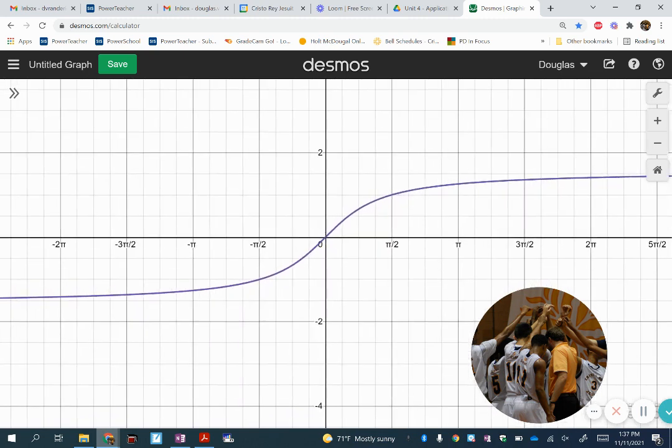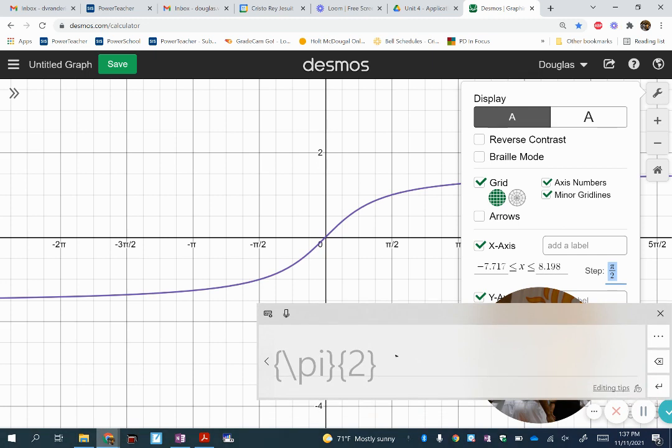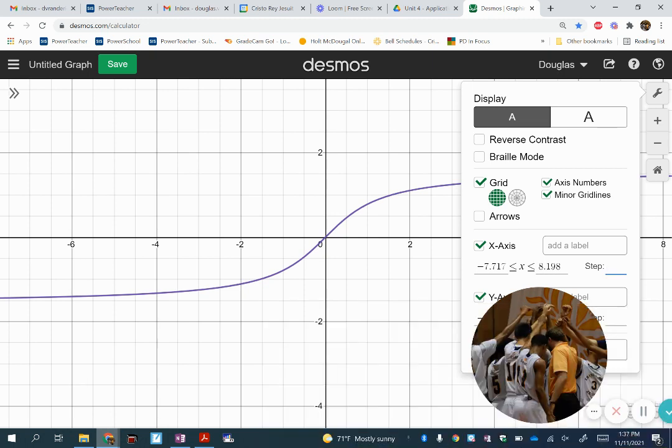Okay, so let me switch back this step. Let's make that just 1. Delete it, and just write 1. I don't know if it liked that. Oh, it didn't like that. Let me just write the number 1. That didn't work either. Okay, anyway, that's fine. I'll use my keyboard to type in the number 1.